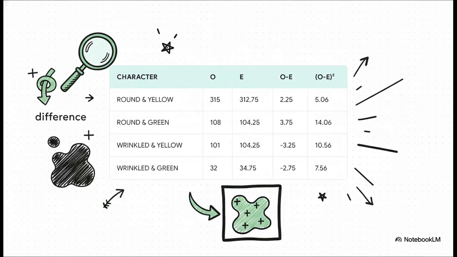Now we start plugging things into the formula. First, we just find the simple difference, observed minus expected. You'll notice some numbers are positive, some are negative. To get rid of those pesky negatives, and also to make bigger differences count for more, the next step is to just square each of those results.